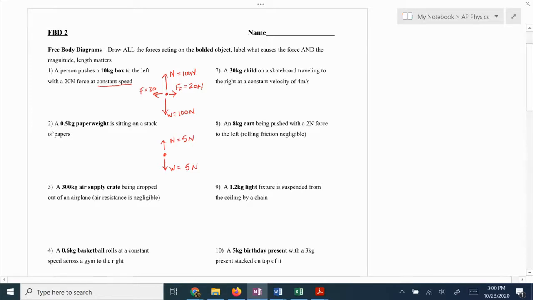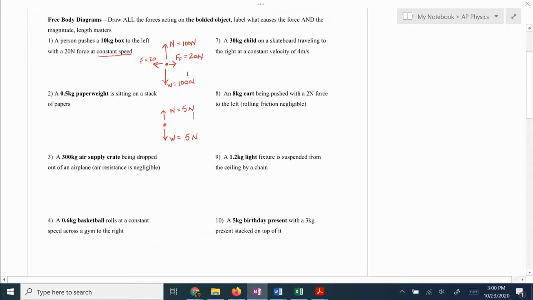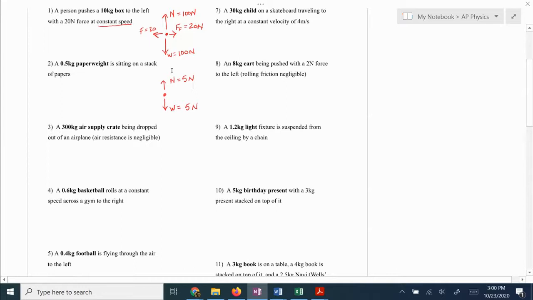So often when you're thinking about doing this, you just think okay, you have gravity, and then you think about what is touching the object. In this case, the only thing that's touching it is those papers. The papers are acting as a surface and pushing upwards, applying a normal force.